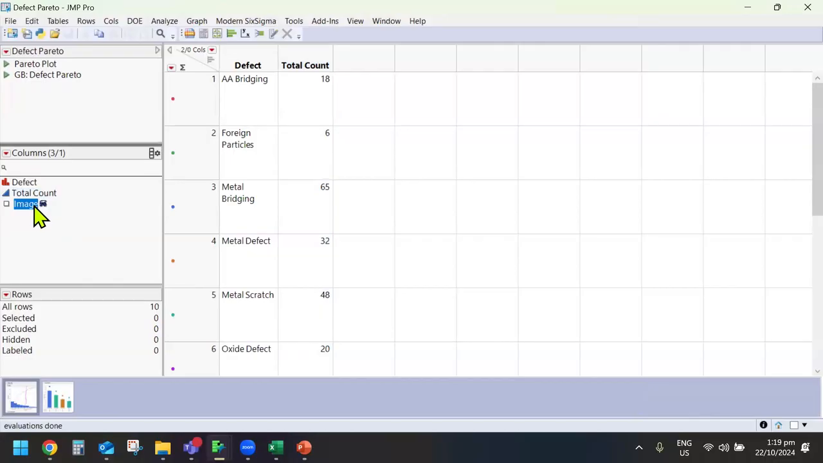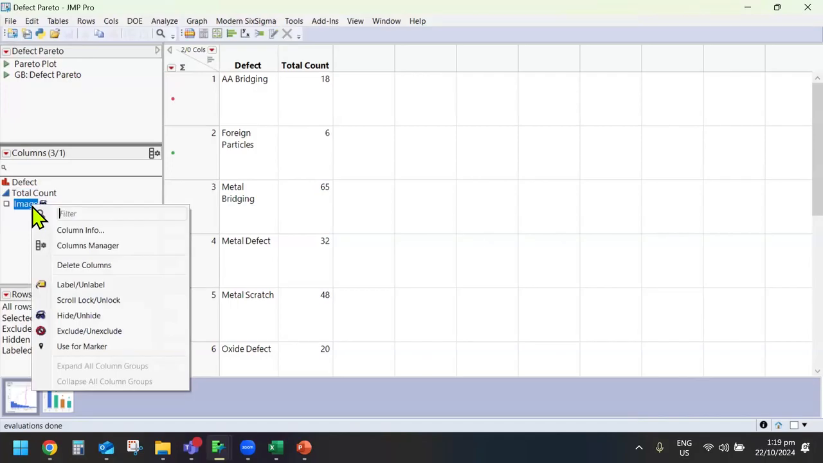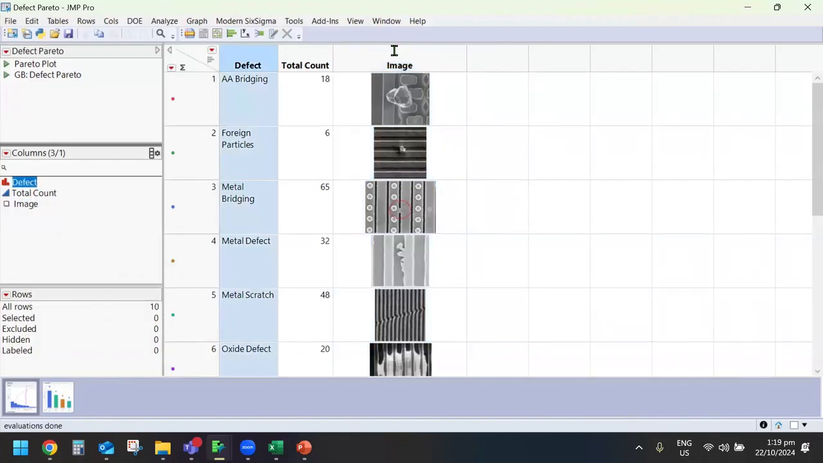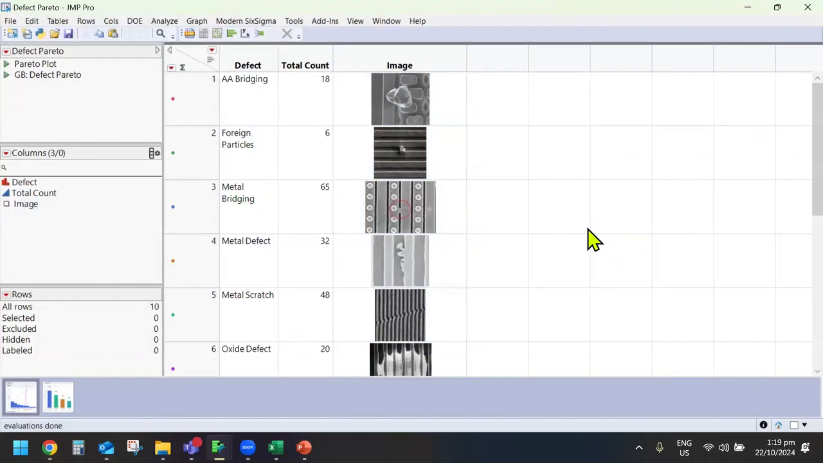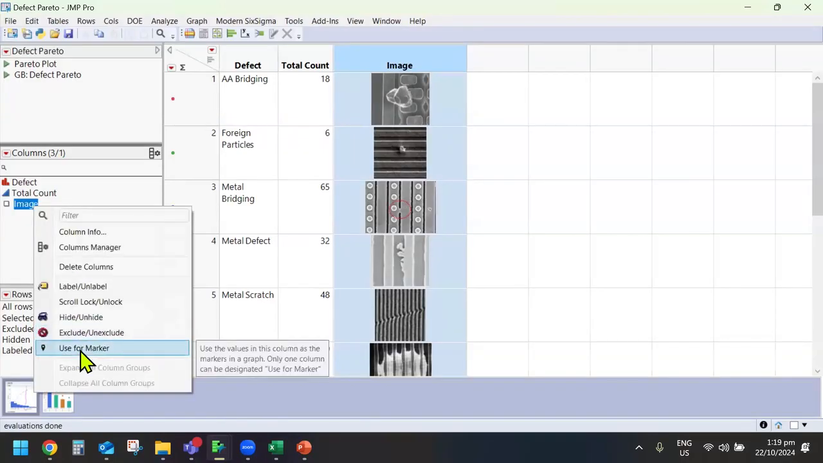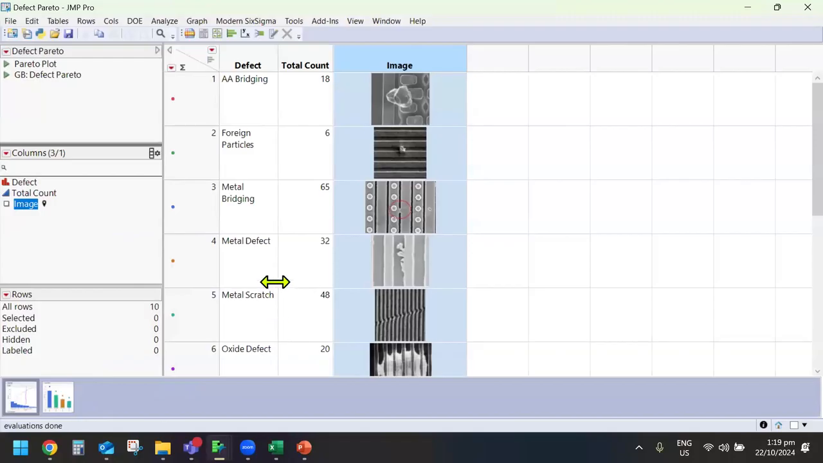For some of us, we already noticed there is a hidden column in the file that I hid from you. Right now I can unhide. You will see this is the image picture I was using just now in Excel. But in here, the image information, unlike what we see in Excel, is one of the cell contents. It's the same as other cells, right? So how do we use the image? Just right click the image, and we can use it for marker.